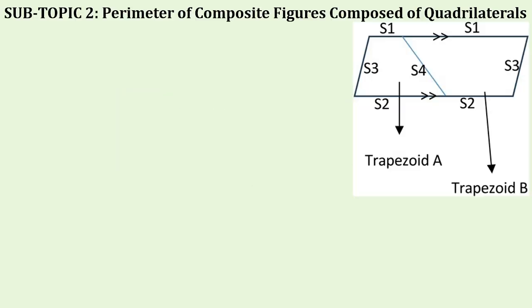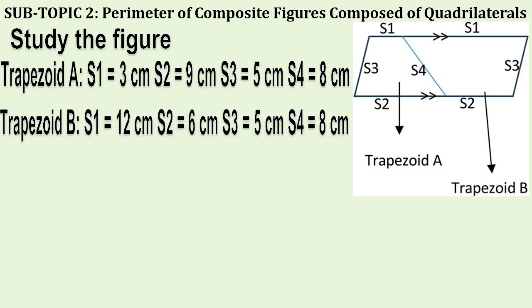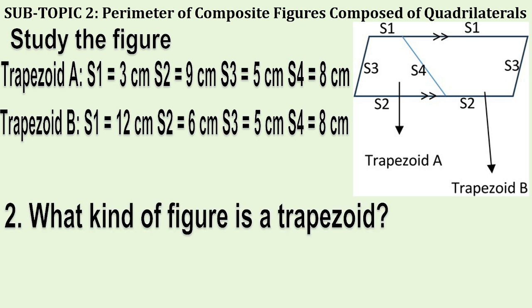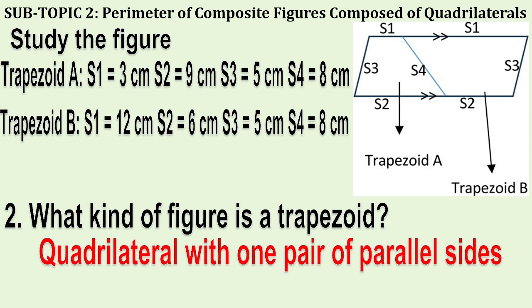Day 3. Subtopic 2. Perimeter of composite figures composed of quadrilaterals. Study the figure. How many trapezoids can you see in the figure? 2. What kind of figure is a trapezoid? Quadrilateral with one pair of parallel sides.